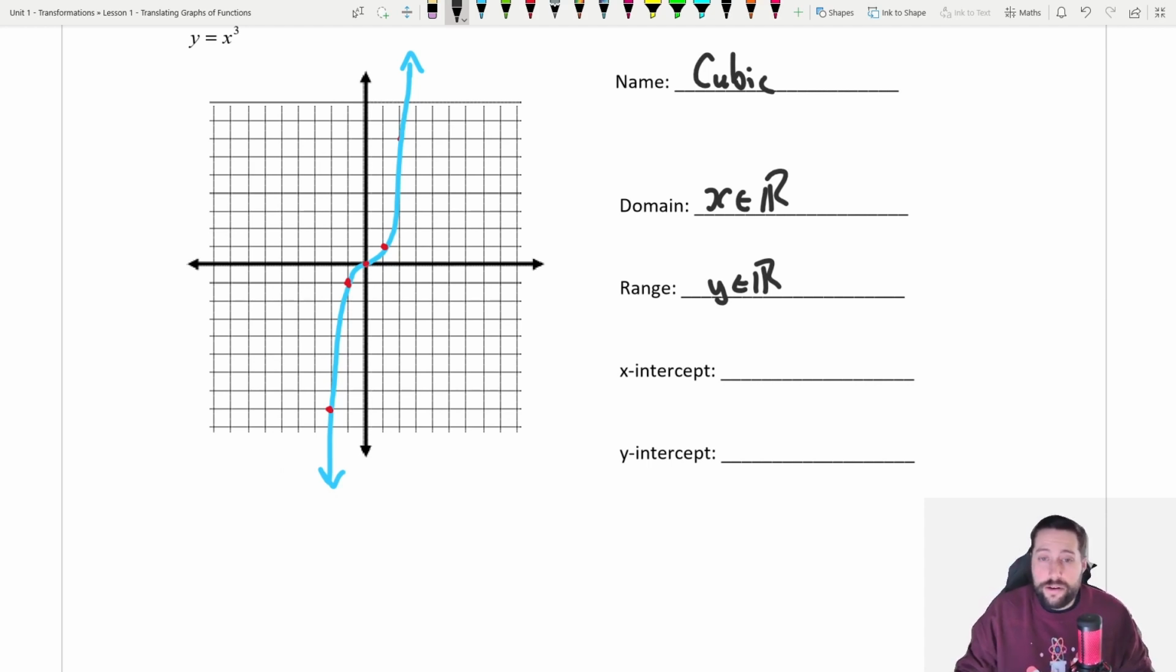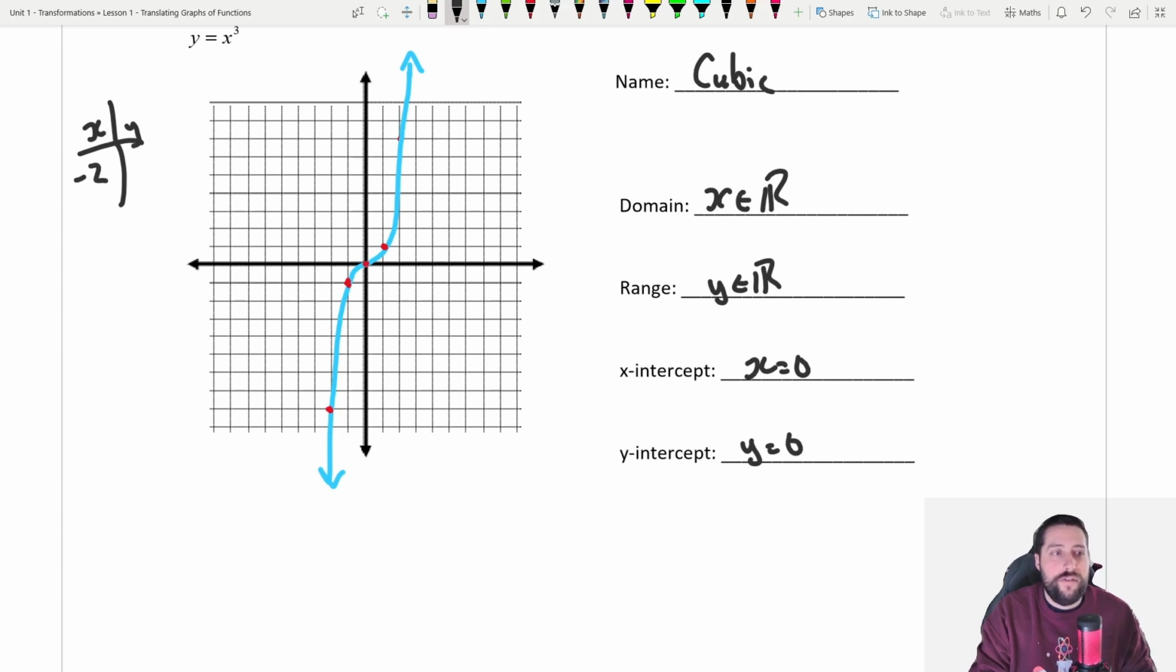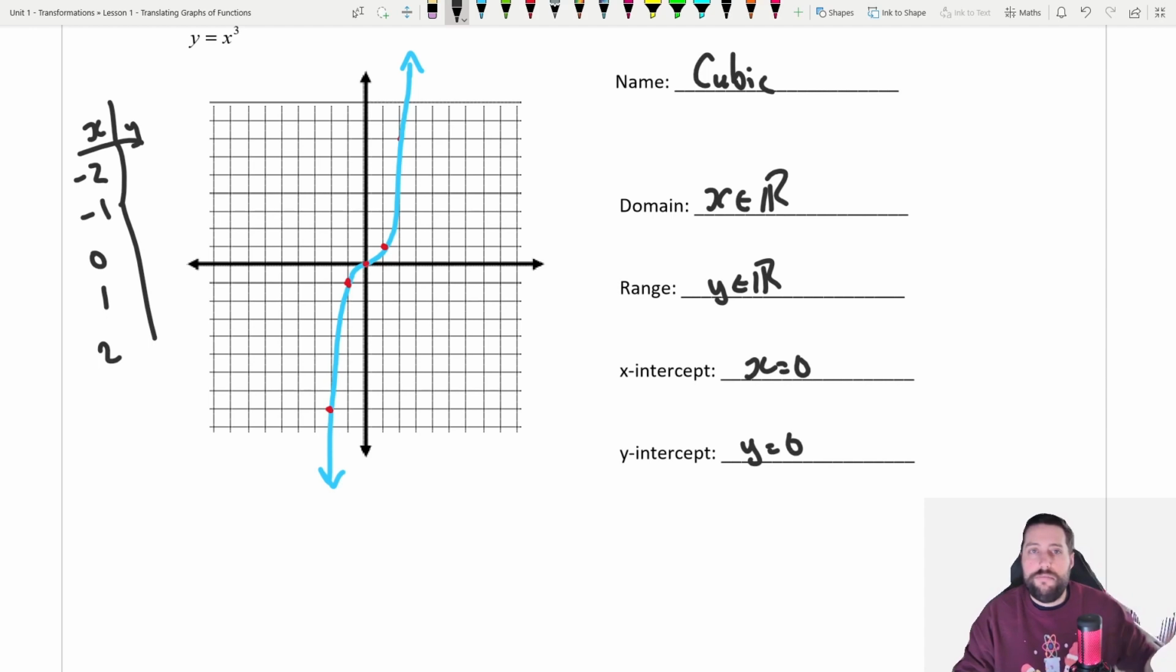Your x and y intercept, well, those will both be at 0. That's where it crosses the x and y axis. But this is essentially what a cubic function looks like. If you need to draw out the table of values, I suggest you do so. So you have your x and y, right? Do -2, -1, 0, 1, 2. Start off with those values, and you should get -8, -1, 0, 1, 8.